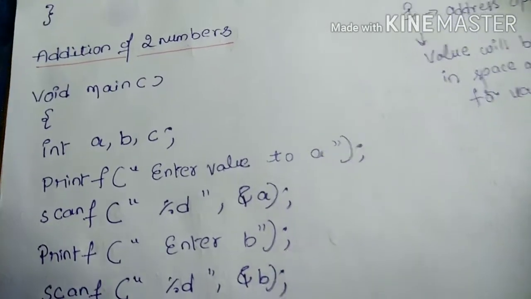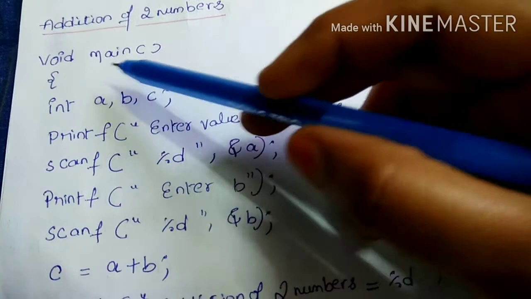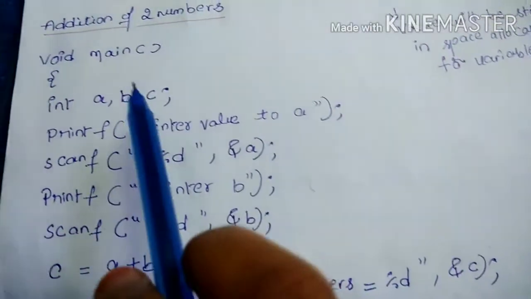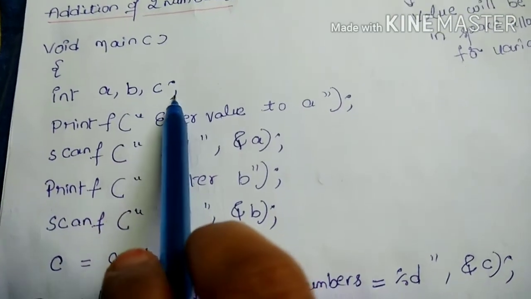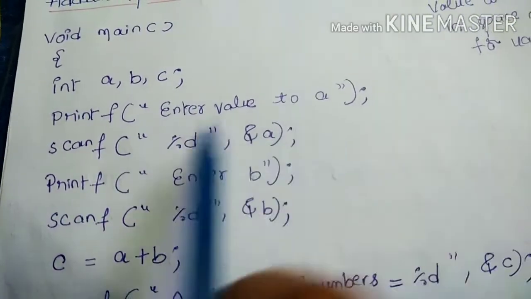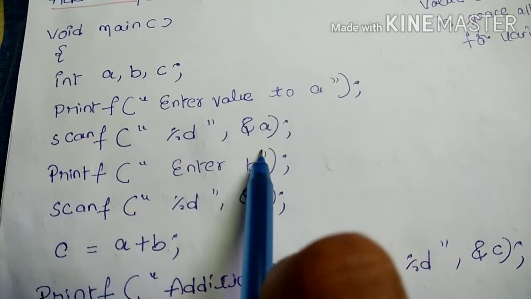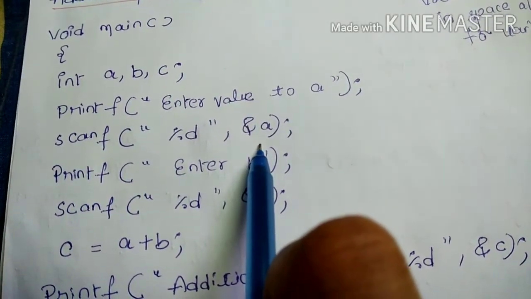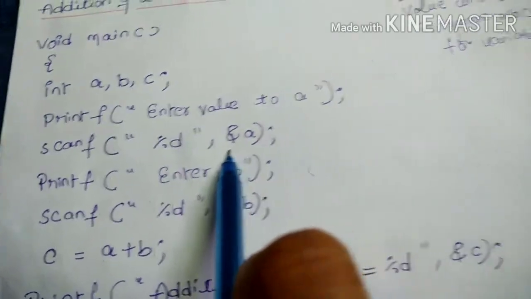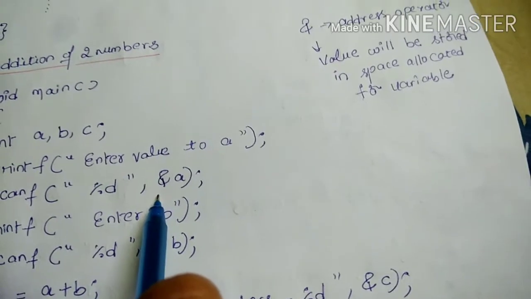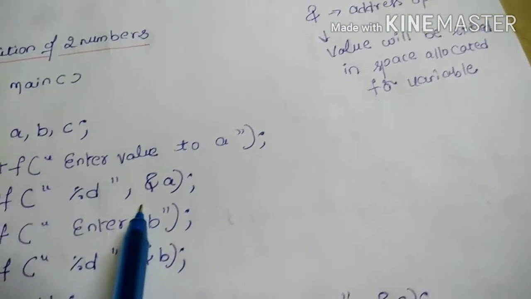So let us understand the addition of two numbers here. Main function, open curly brace. I have taken three variables. Int, the declaration part, a comma b comma c. Printf, enter the value for a. Scanf reads a value through the input device, the keyboard. %d is a format. Ampersand a: ampersand stands for the address operator. The value will be stored in the space allocated for the variable.